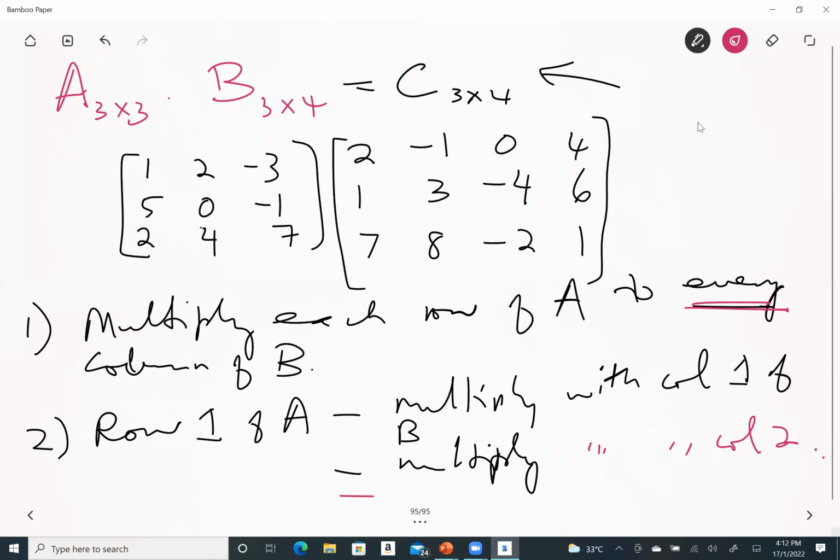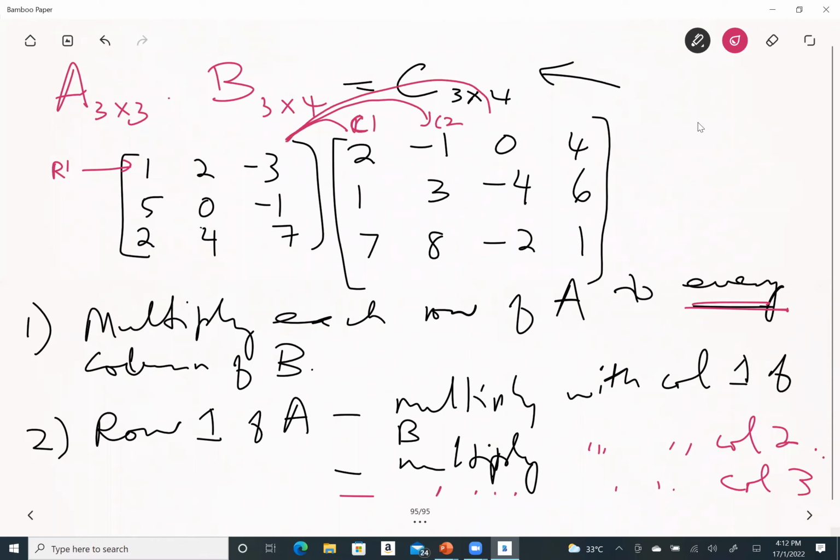And then we multiply with what? Column 3. Until there is no more column. Until the end. All right. So I multiply first row here, that's row number 1, with column 1 of B. I'm sorry. And then you multiply with column 2.